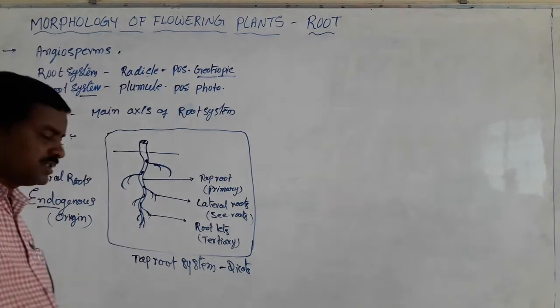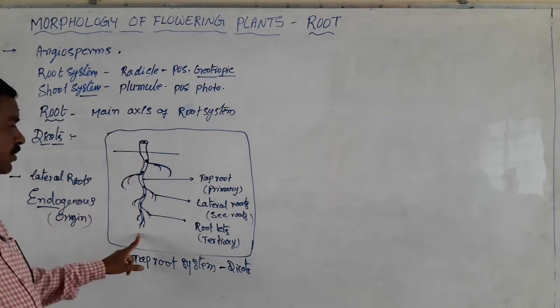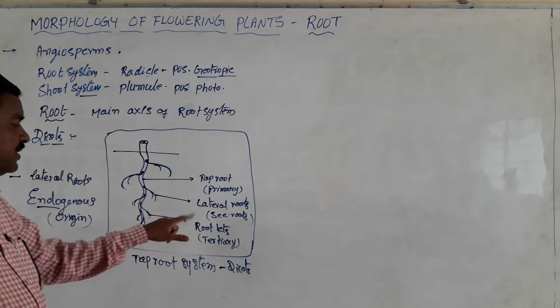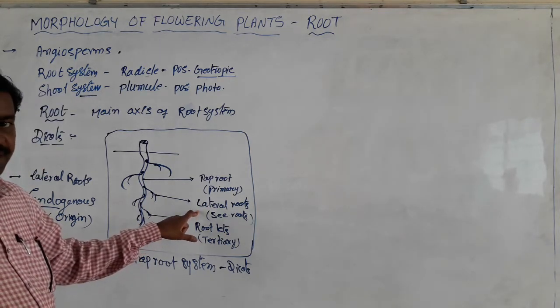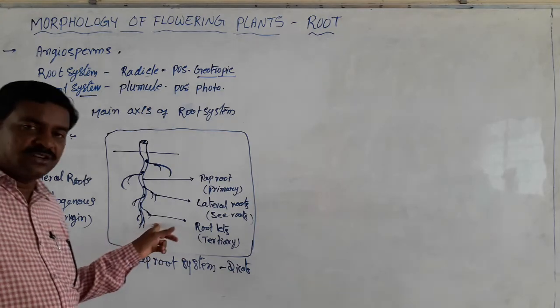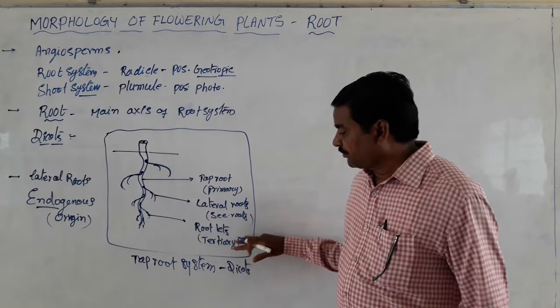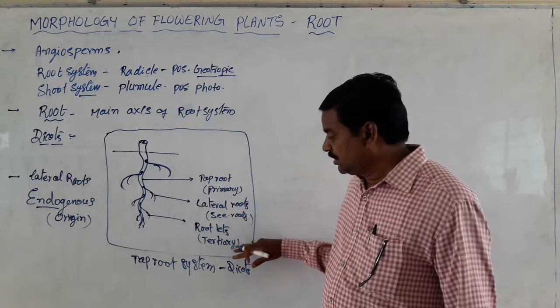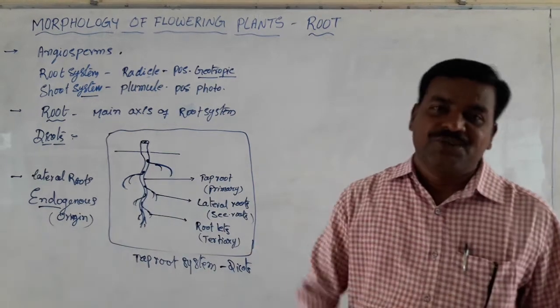This is the taproot system, consisting of a central large root, the taproot, which in turn produces lateral roots that are endogenous in origin. Then, in turn, these lateral roots are also divided to form rootlets. Now, these rootlets are also called tertiary roots.